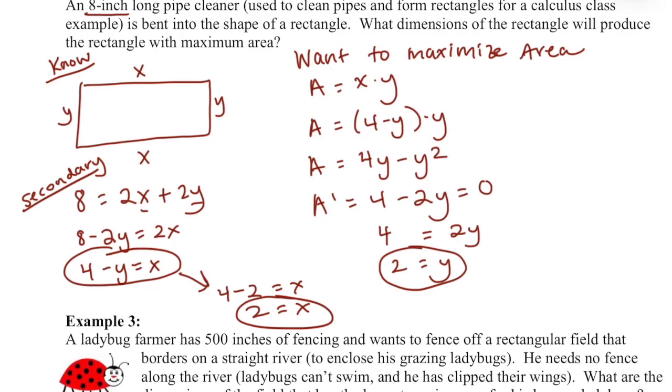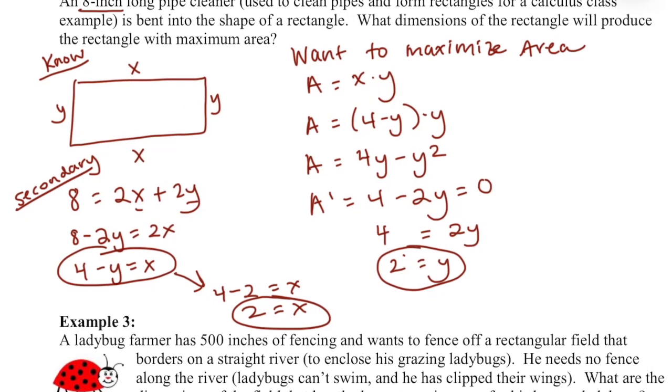So usually when we're maximizing rectangles, the maximum area for a rectangle is always going to be a square. So when it has equal sides, that is going to maximize the area of a rectangle. Cool. Because this is a real world problem that has units, I do want to include units, and those were inches. So x equals 2 inches and y equals 2 inches.